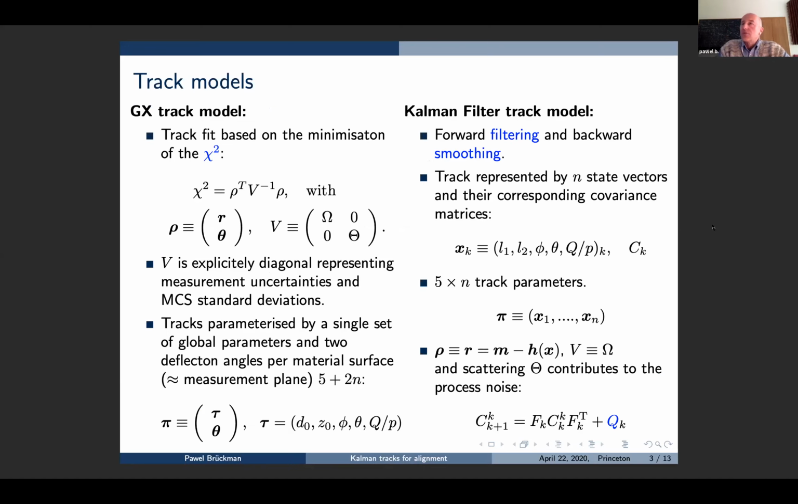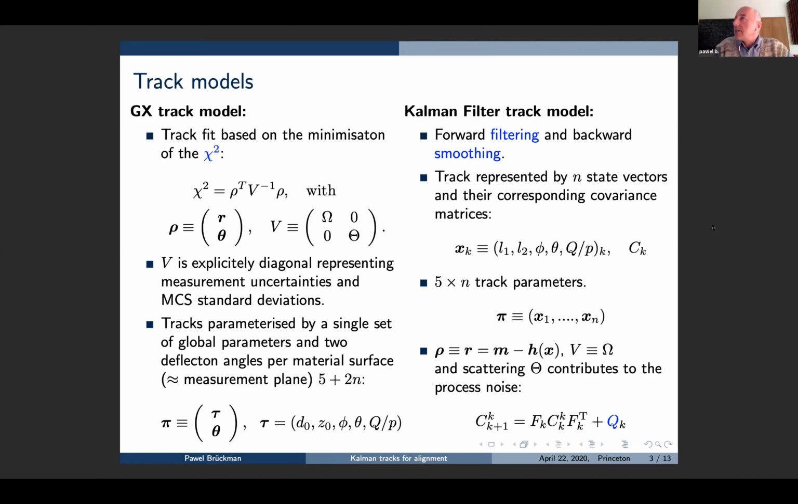Let us compare two track models. First, the global chi-square track model, least squares. It's a global approach, based on minimization of the chi-square, which is defined in an obvious way. We have residuals, which contain the actual residuals of the measurement plus deflection angles, and the corresponding covariance matrix, which is explicitly diagonal, representing measurement uncertainties and uncertainties on the scatterings. The track is parameterized by a single set of global parameters and 2 deflection angles per material surface. That is how it's typically done, so it's 5 + 2n.